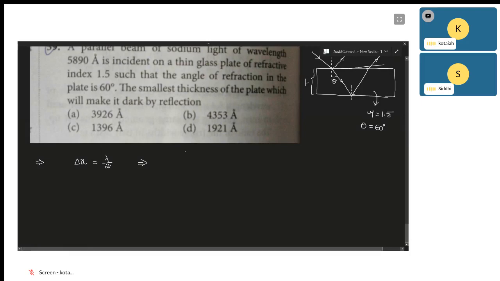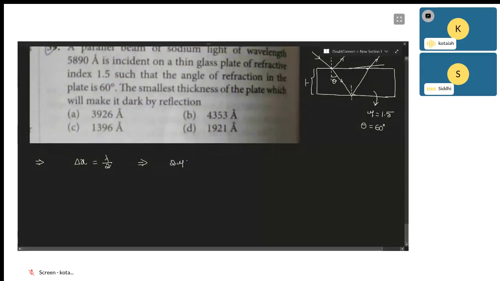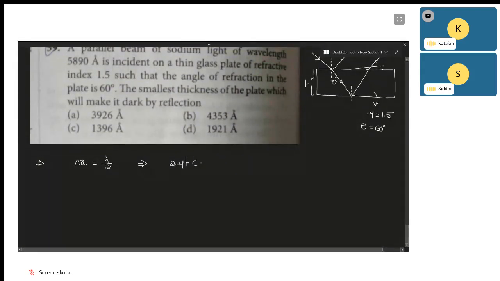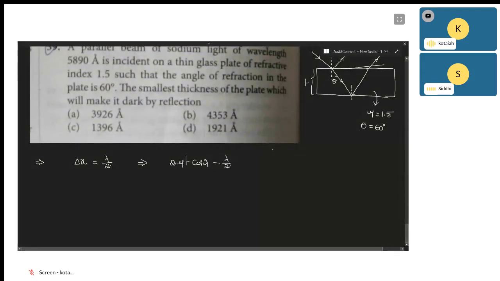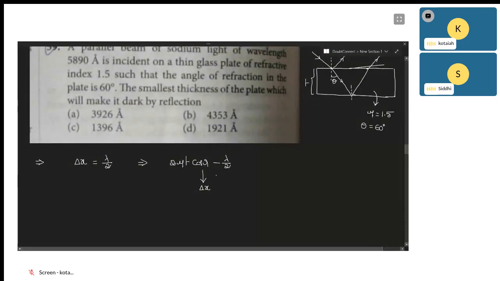Now here, delta x, the path difference, if the rays are reflected like that, is equal to 2 times mu into t into cos r minus lambda by 2. This is the path difference between the two waves 1 and 2. This is delta x. You have to remember this formula. There is a derivation for this: 2 into mu into t into cos r minus lambda by 2. This is the path difference.